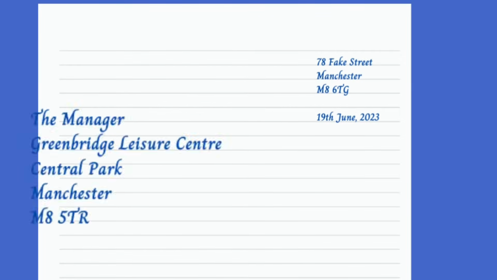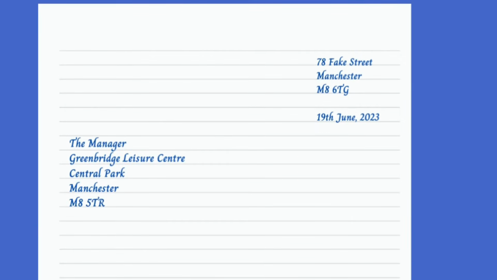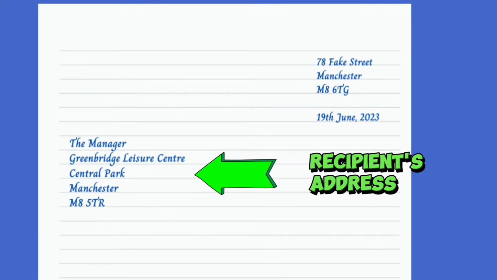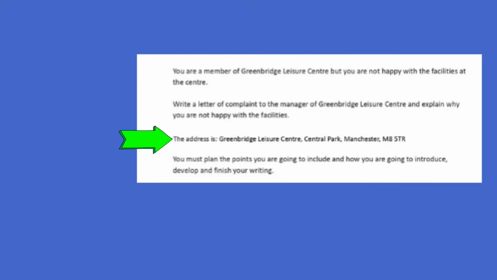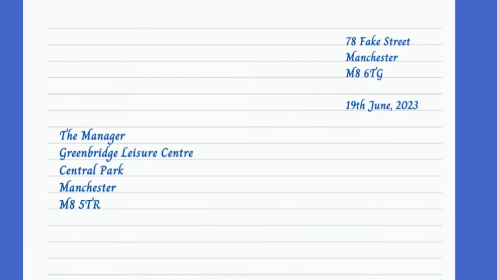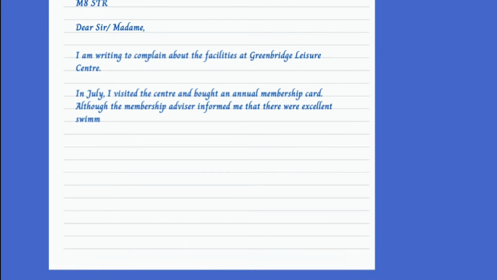Then the next thing you have to do is add the recipient's address below that, on the left side. Add the recipient's address and this will be given to you in the exam question. So just copy that on the left side, just below your address and the date. We can now start writing our letter.